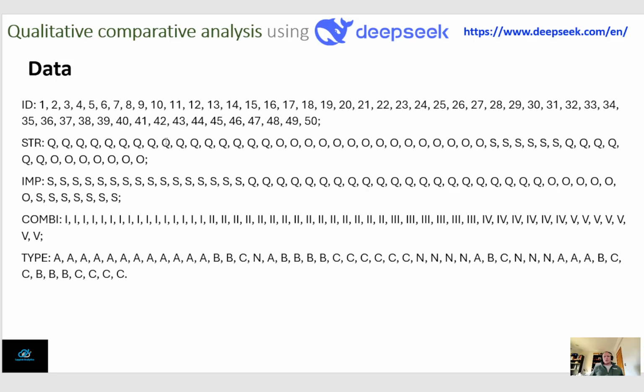The order in which each of these codes are provided is supposed to be the same as the order of IDs, because this way you communicate to DeepSeek that ID number 13 is also the 13th label that you find under strength, the 13th label that you find under improvement, the 13th label that you find under combi 1, and the 13th label that you find under type. Okay, that's how we hand in the data.